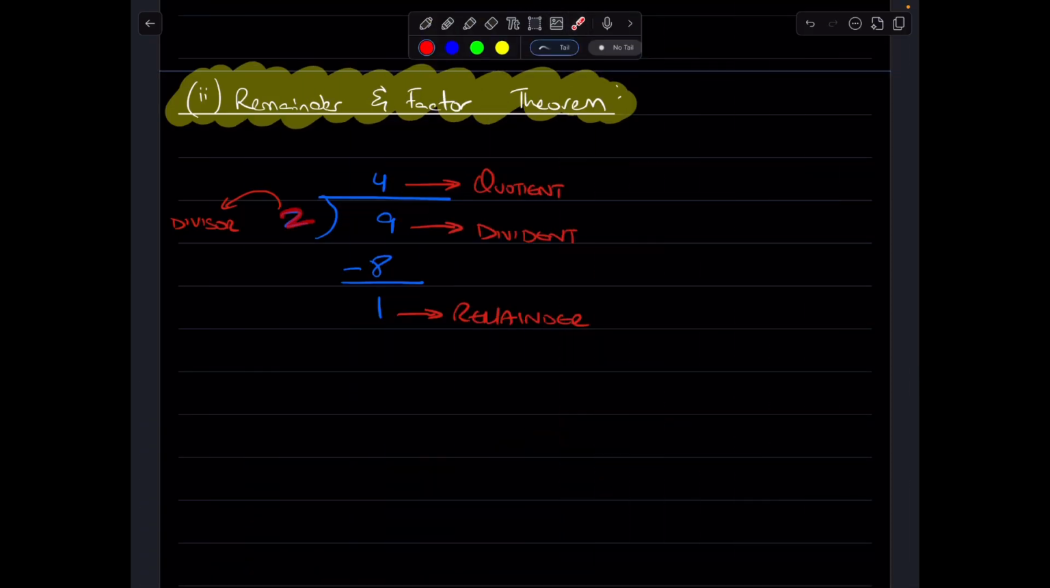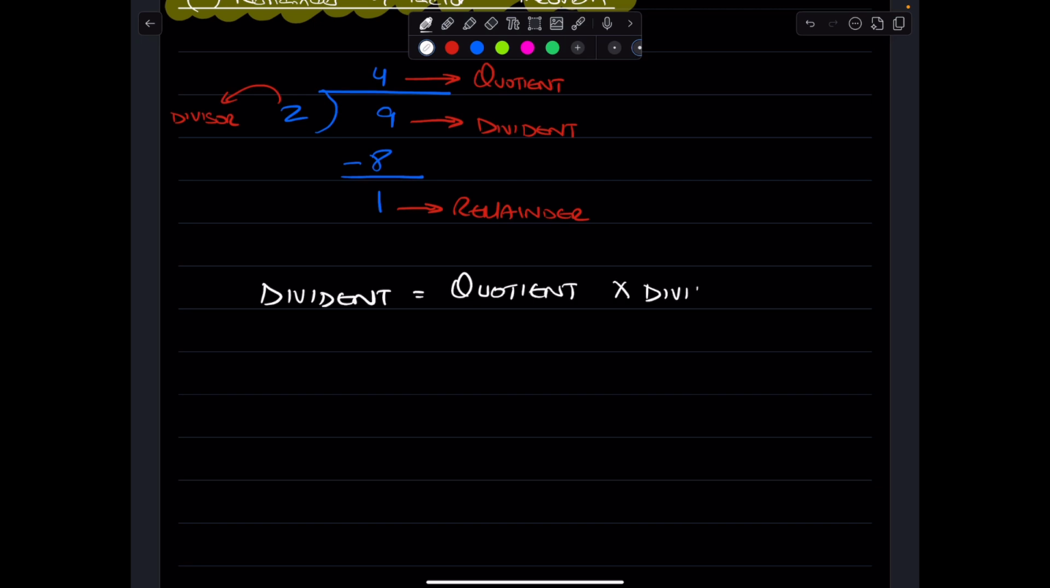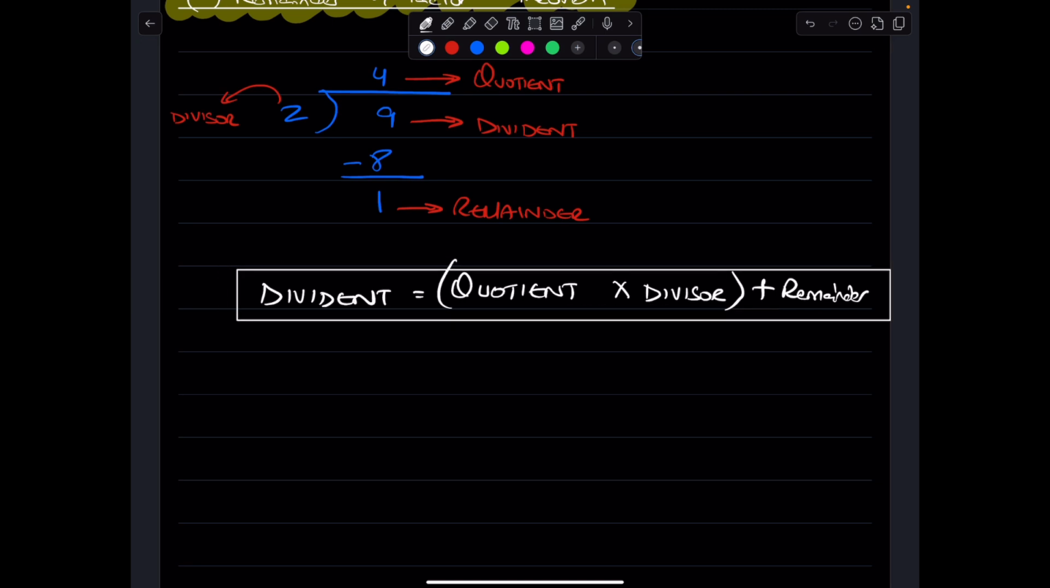Notice that 2 multiplied by 4 is 8, and if we add 1 we get 9. So we can devise a formula which will be applicable for all cases. That is, the dividend is equal to the multiple of the quotient and divisor plus the remainder. Let's make a box around it.